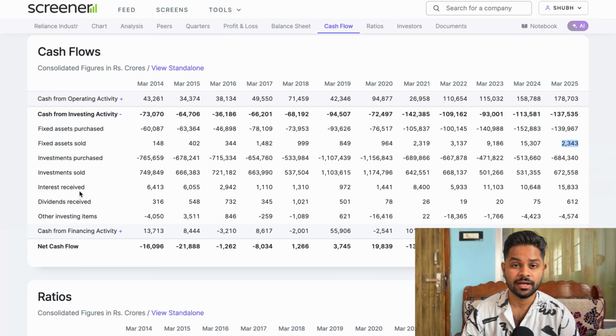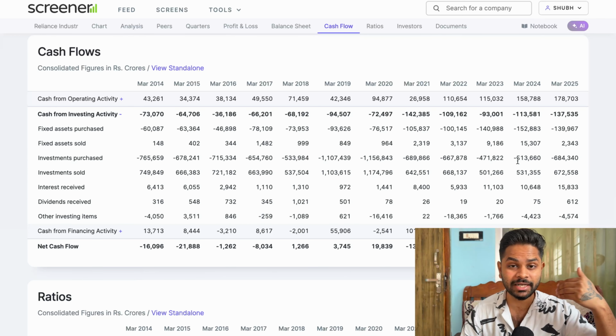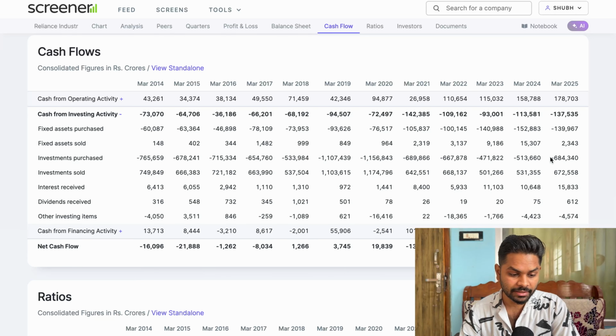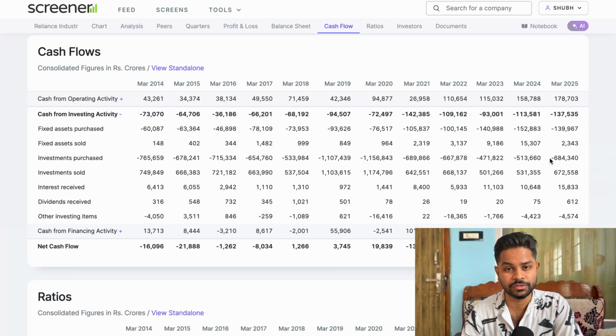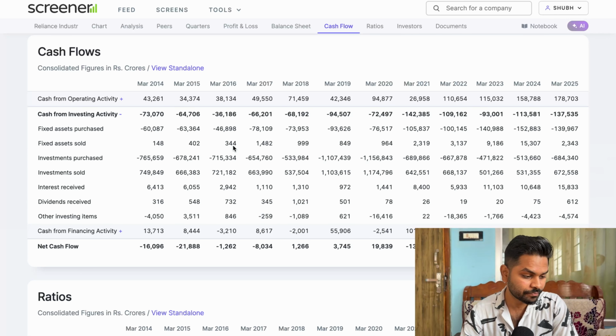Investment purchased, how much worth of investment they have purchased. Last year it was 513,660, this much worth of investment they purchased. Now they have purchased, so they have to give cash, that is why it is represented as minus. It means money went out. This year it was 684,340. This time they have made more investment, more money has gone out, so it's a good thing, right?